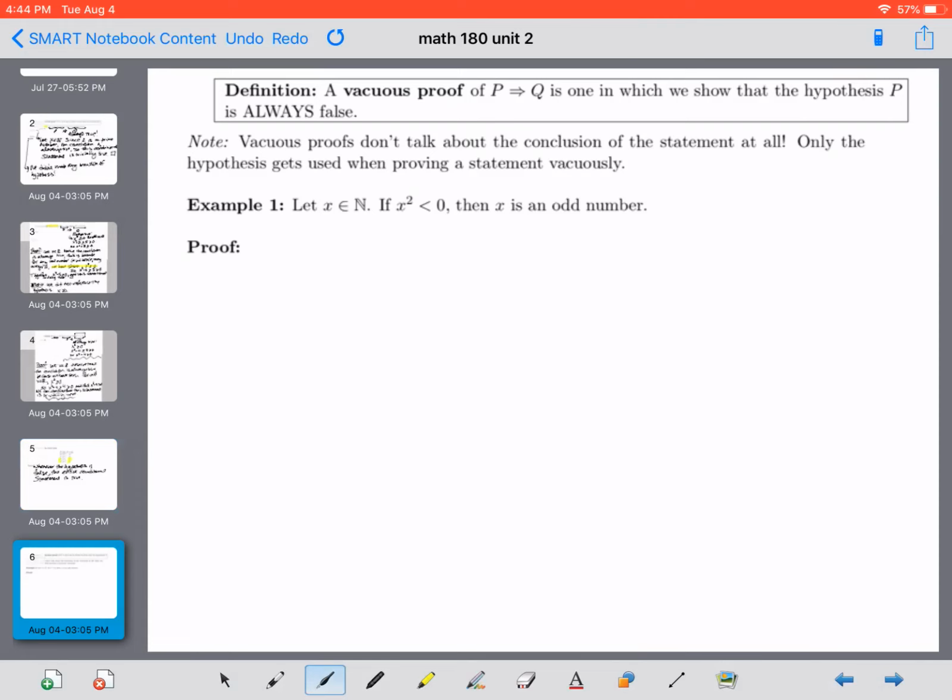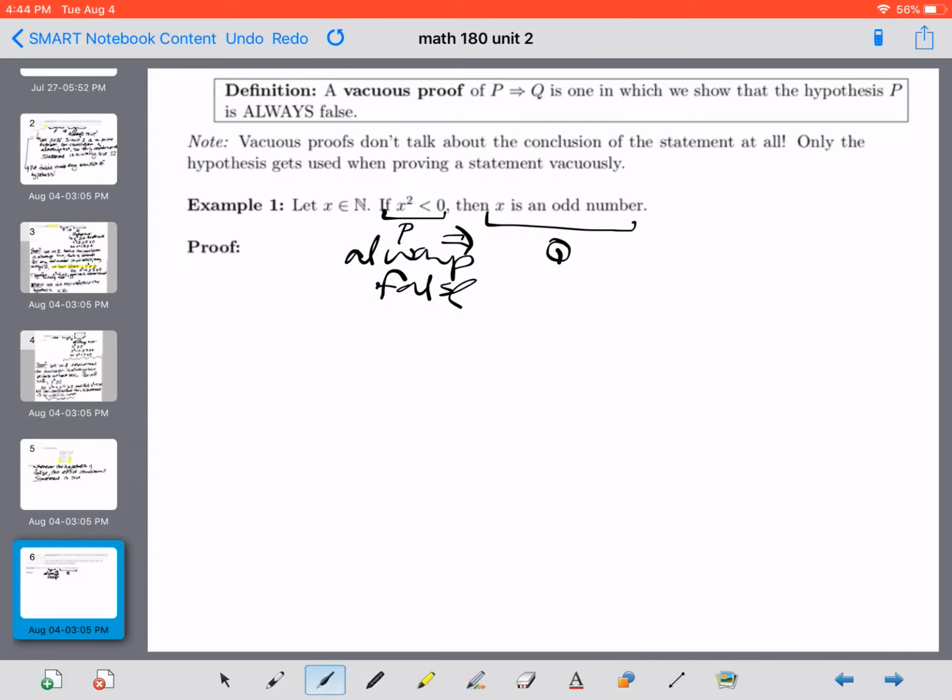So as an example, let x be an element of N, that means let x be a natural number. If x squared is less than 0, then x is an odd number. Okay, so this is saying anytime x squared is negative, you can conclude x is an odd number. Alright, well, this is our hypothesis. This is our conclusion. So is it the case that our hypothesis is always false? Well, yeah, because we've seen that for any real number, and thus for any natural number, that number squared is guaranteed to be greater than or equal to 0, which means it's never going to be negative. It's never going to be less than 0.